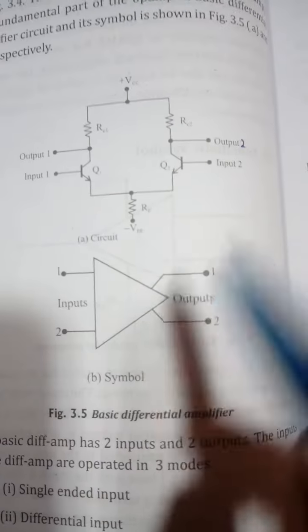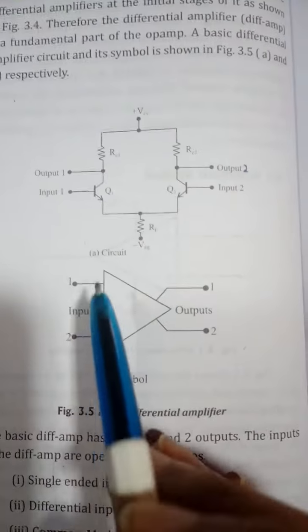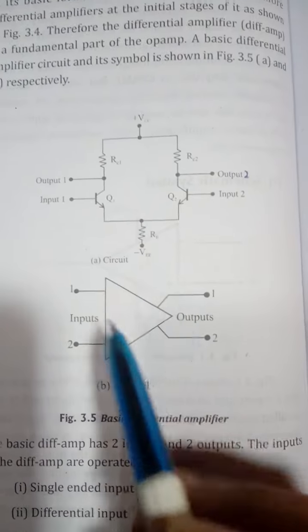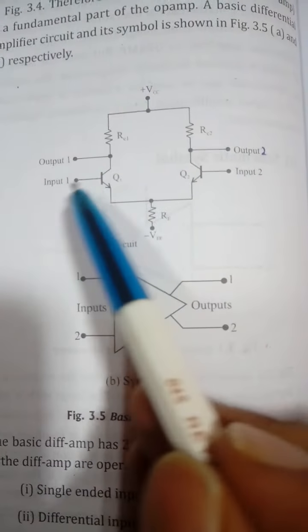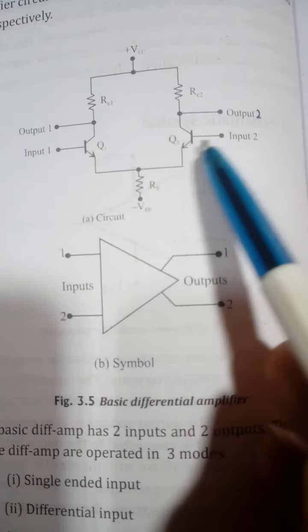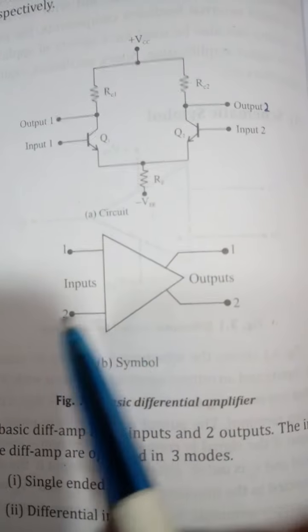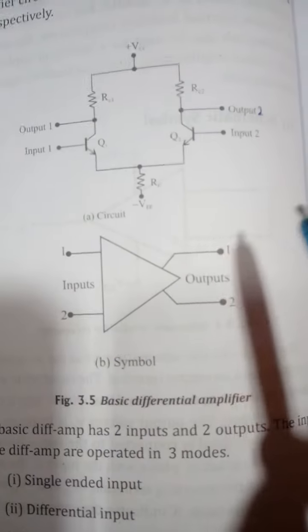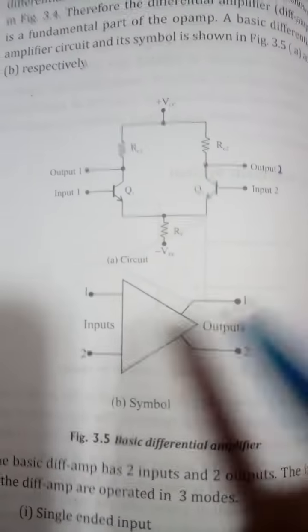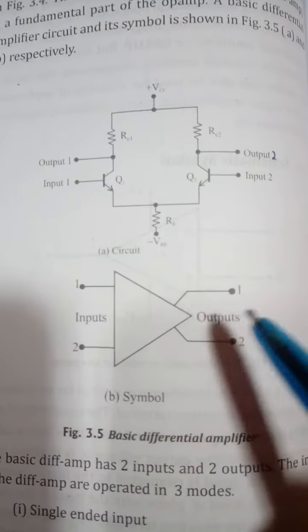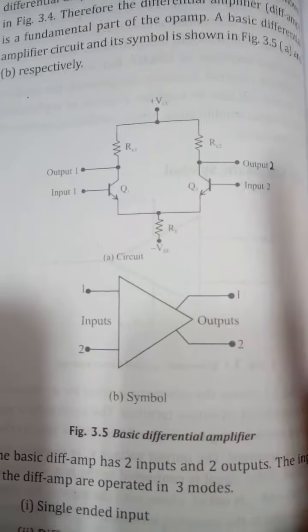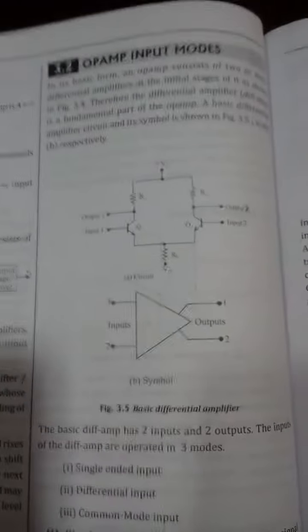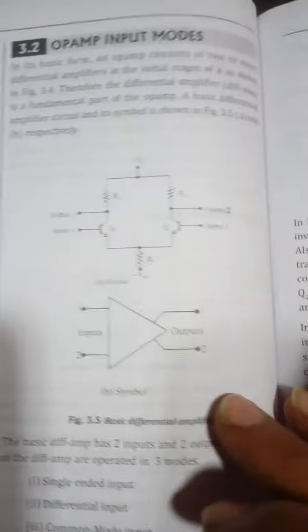I told you that the symbol of the op-amp is shown like a triangle, and you can analyze how the circuit is included inside the symbol. Here the first input is connected to the base of transistor Q1, and the second input is connected to the base of transistor Q2. That's how the connections are given. There is only one output, but in this case it is shown as two outputs, output 1 and output 2. So this is the basic representation of an op-amp.